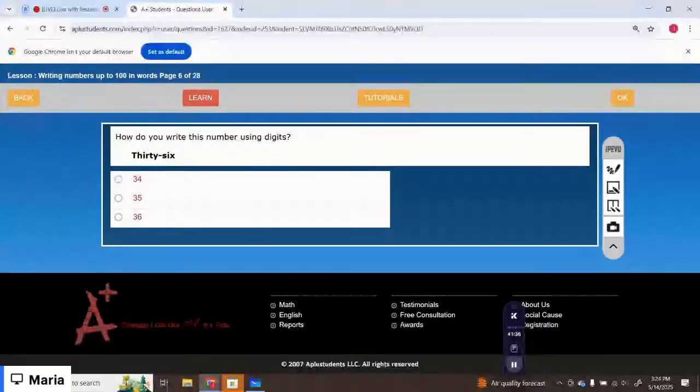How do you write this number using digits? 26. So which is the correct option? 36. So the last option is the correct option. That is 36. Okay, you can complete the lesson by yourself. Let me just move on to the next lesson.